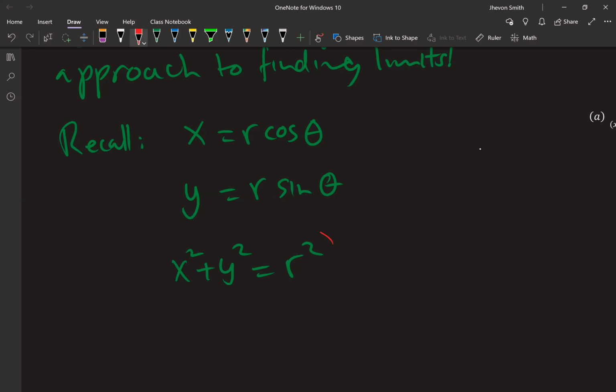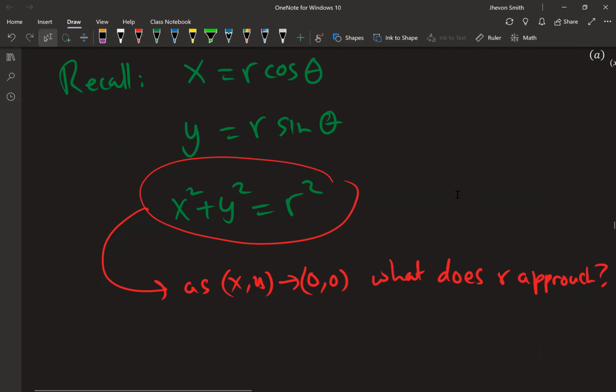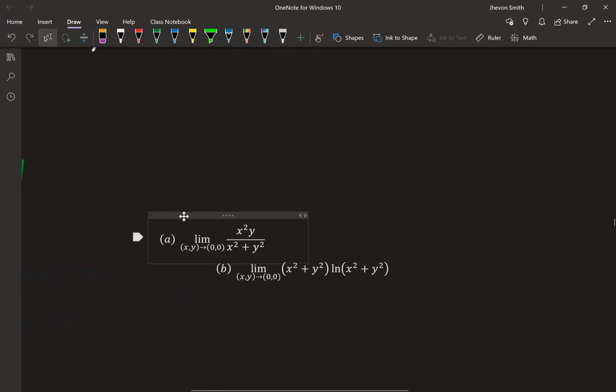Now, here's the cool thing about that. As (x, y) approaches (0, 0), what does r approach? It would approach 0. So look at what's going on here. I'm in a situation where I have two variables approaching 0. However, I can re-envision that situation as a single variable approaching 0. Hopefully you see where I'm going with this. Especially in the case where you see expressions like x squared plus y squared, this turns out to be very useful.